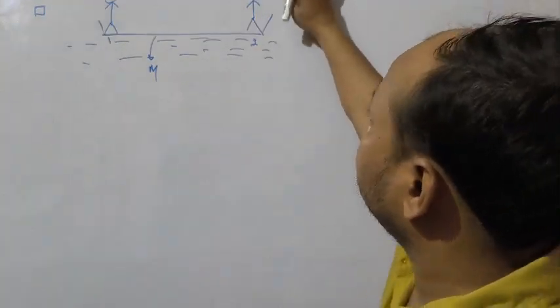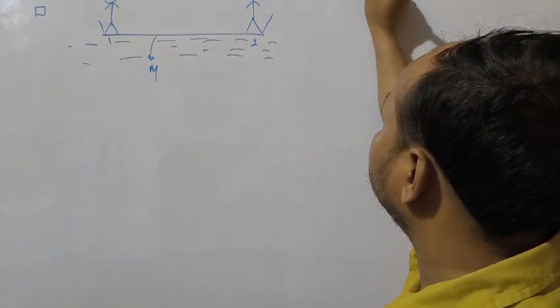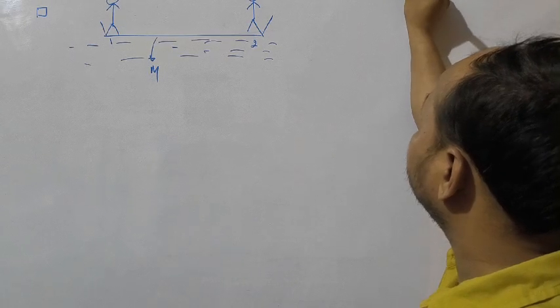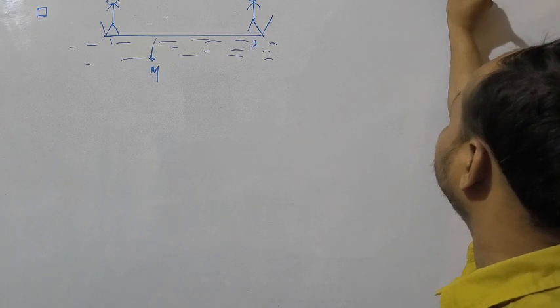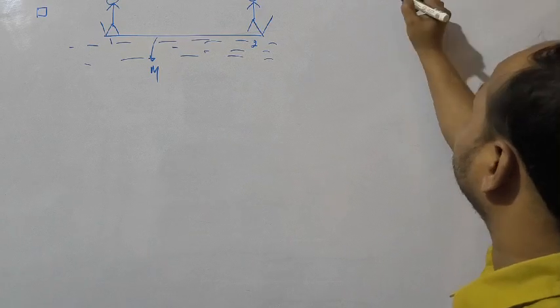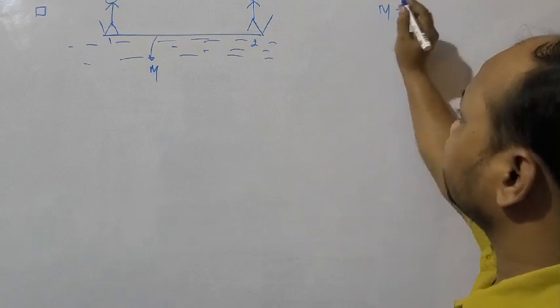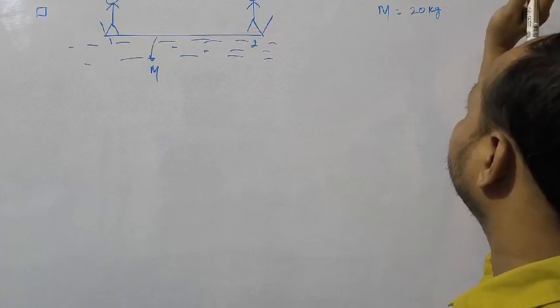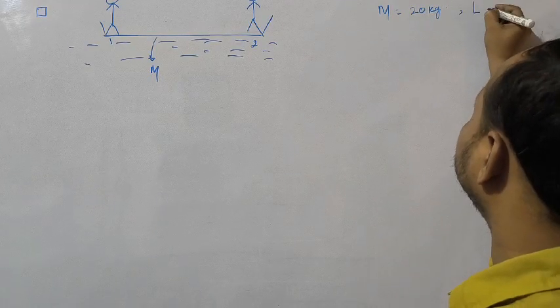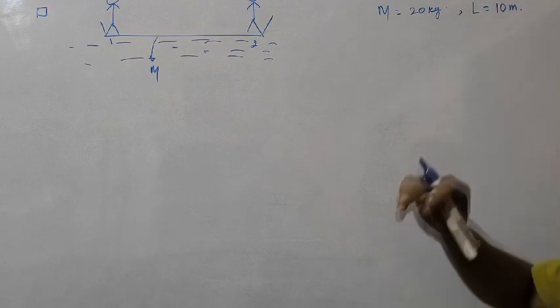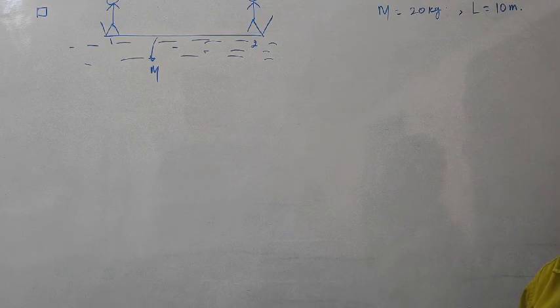Mass M1 is given, and the mass of the boat is, let's say, capital M. So M1 is 60 kg, M2 is 40 kg, and the capital M mass of the boat is again 20 kg. And the length of the boat is, let's say, L equal to 10 meter. These are the data given.